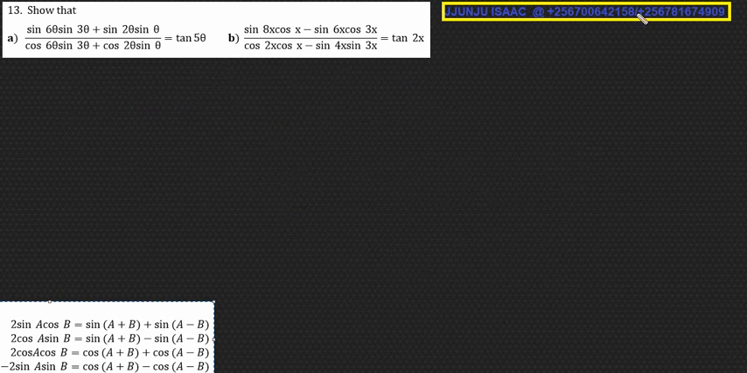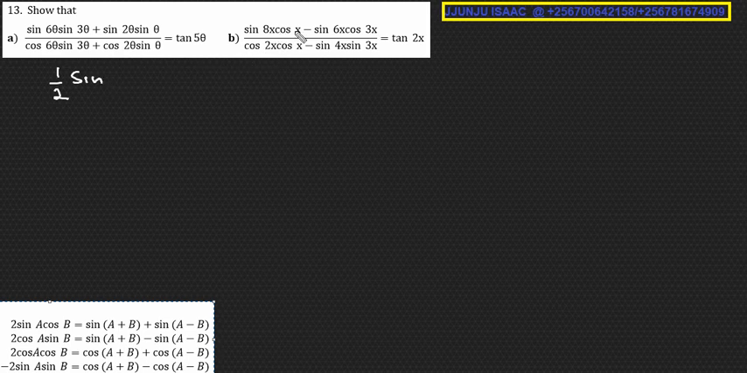So now let us look at question 13 part B. We have a product of sine cos, cos sine. So how do we move from sine cos? When you see sine cos, we shall add. Okay, so this is going to be a half of sine.